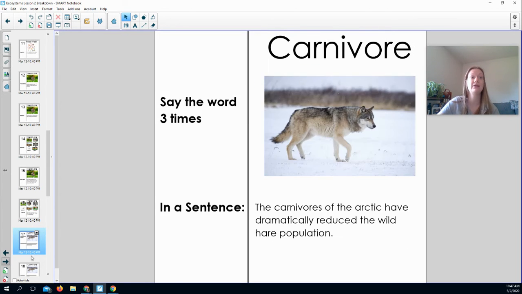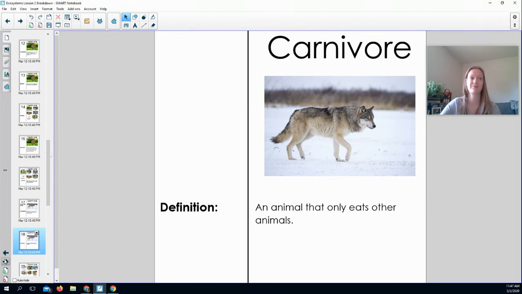All right. Next word is carnivore. Let's say it 3 times. Carnivore, carnivore, carnivore. In a sentence, you might see the carnivores of the Arctic have dramatically reduced the wild hare population.